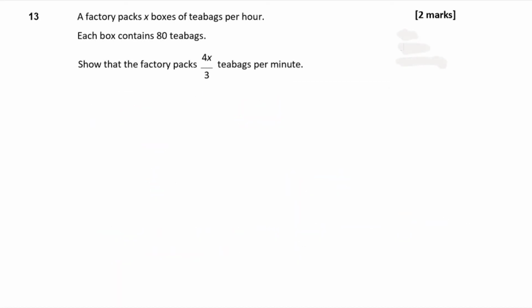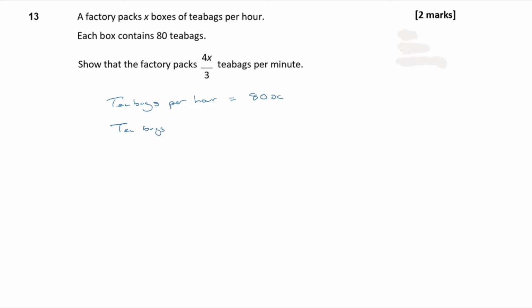Question 13. A factory packs x boxes of tea bags per hour. Each box contains 80 tea bags. Show that the factory packs 4x/3 tea bags per minute. Okay, so if a factory packs x boxes of tea bags per hour and each box contains 80 tea bags, then tea bags per hour is going to be the number of tea bags in each box times by the number of boxes, which is 80x.